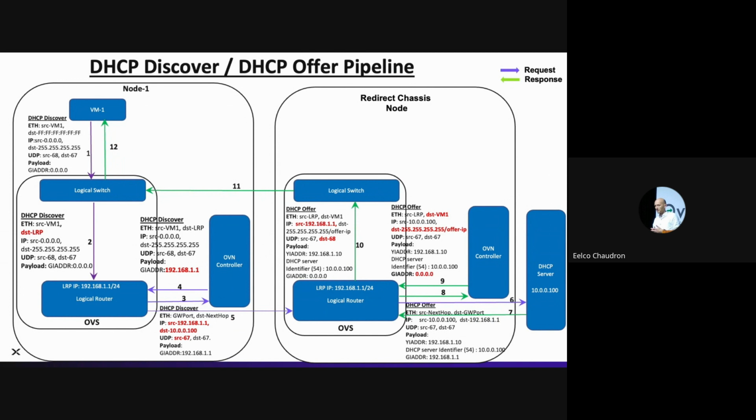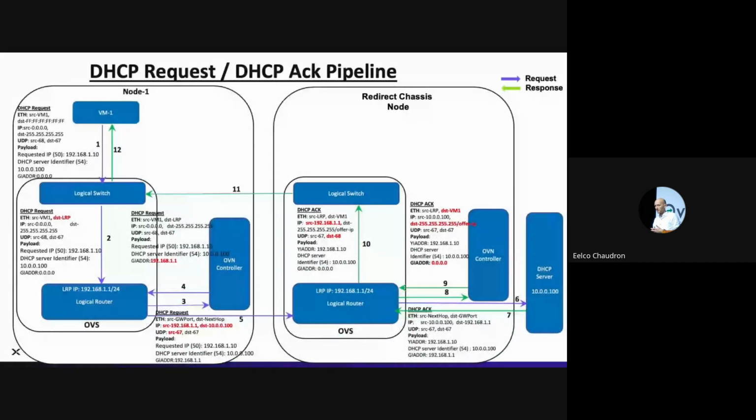Since the destination MAC is already set to the VM MAC, at step number 12, the packet enters the VM. This is how the DHCP discover and offer packet flow looks in the OVN logical pipeline. This packet flow diagram captures the DHCP request and DHCP ACK packet flow in the OVN logical pipeline. This flow is exactly the same as the DHCP discover and DHCP offer packet flow.